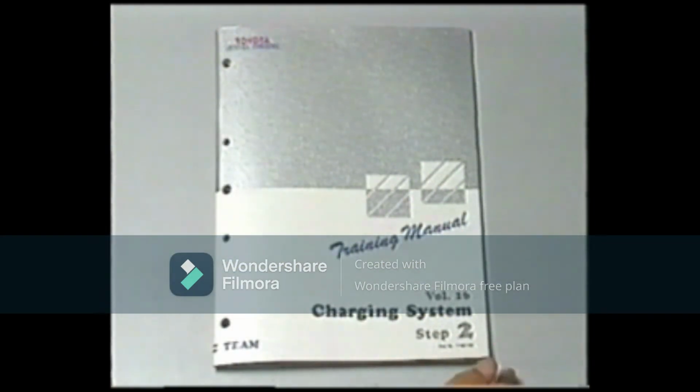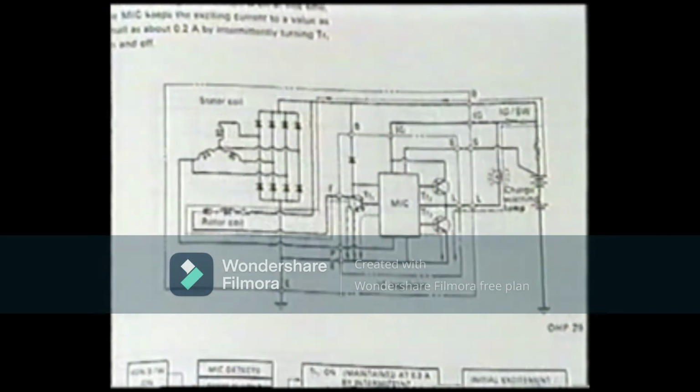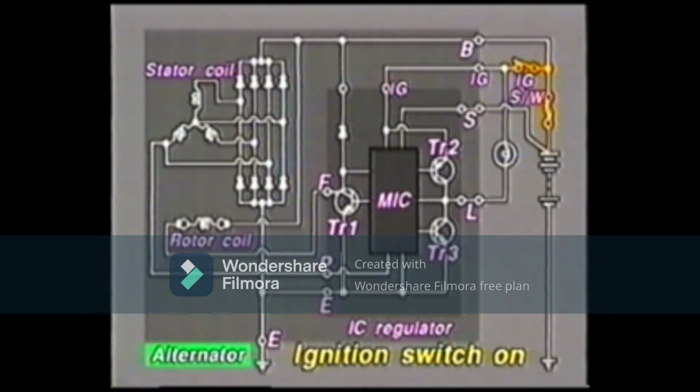Next, we will explain the operation of the charging system using a circuit diagram, focusing especially on the current generated by the alternator and its control by the regulator. When the ignition switch is turned on, current from the battery flows to the IG terminal. The MIC senses this and turns transistor TR1 on. As a result, the current from the battery goes through the terminal B to the rotor coil, which is consequently magnetized.